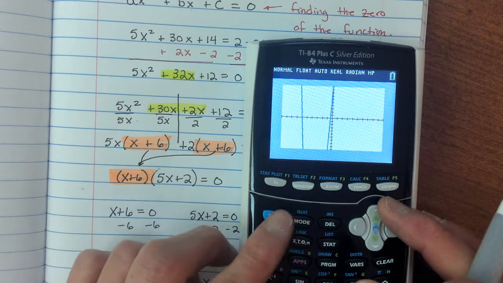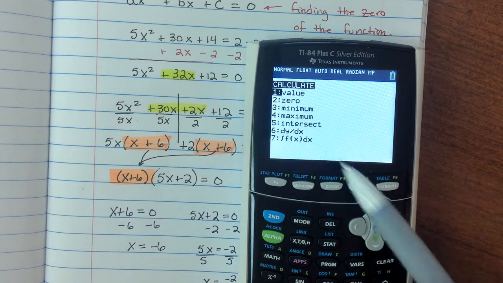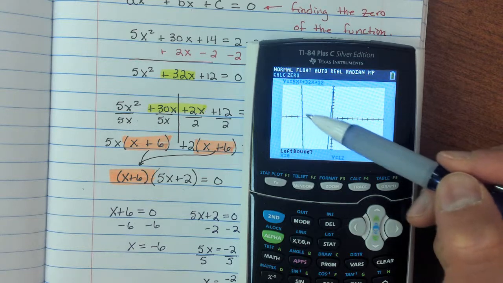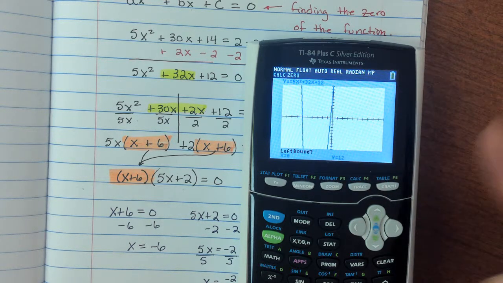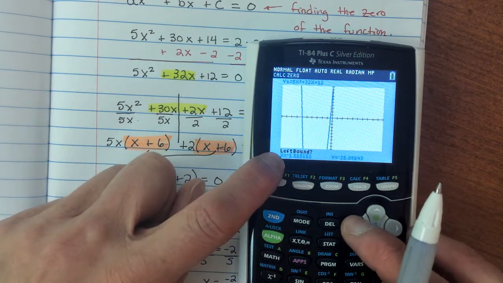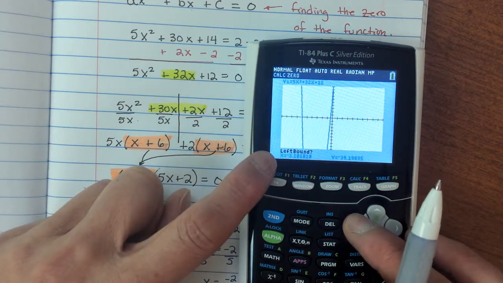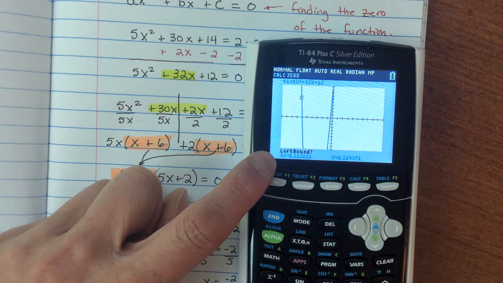So I'm going to go to second trace, and I'm looking for the 0 of my function. I'm going to pick number 2. I want the left side first. Even though this is left bound, I'm going to go left of the left. So if you see, my x here is getting closer to negative 6. Eventually it's going to come up. Okay, I'm not to the left. Here I'm to the left, and I'm going to show you why.